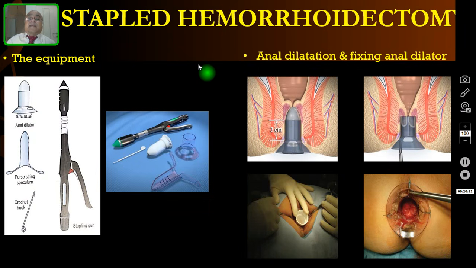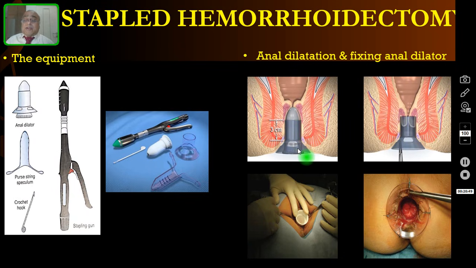The procedure is stapled hemorrhoidectomy. So here you are seeing the instrument. It consists of an anal dilator with obturator, the pursing speculum, the thread puller, and this is the stapling gun. The same thing you are seeing here also. This is the stapling gun, this is the obturator, this is the anal dilator, this is the pursing speculum, and this is the thread puller. So what you have to do is place the patient in the lithotomy position or in the Sims position.